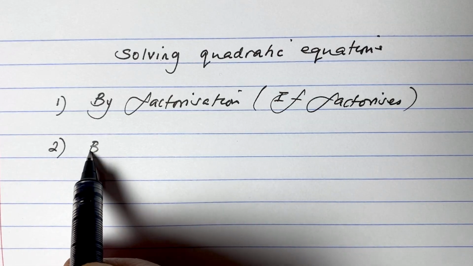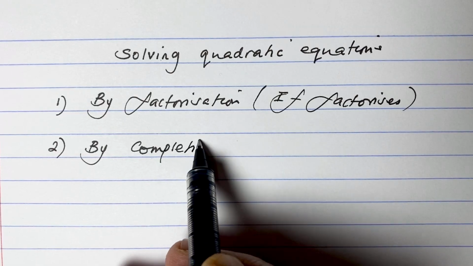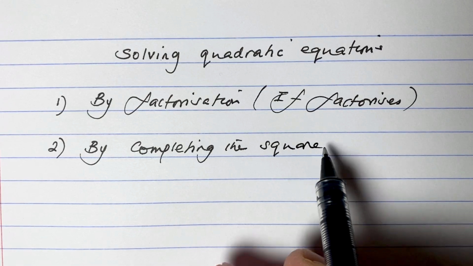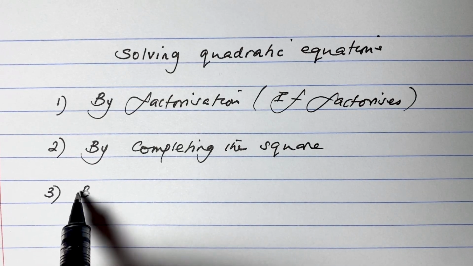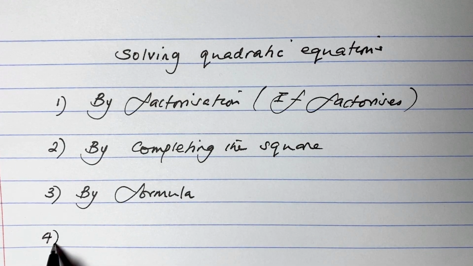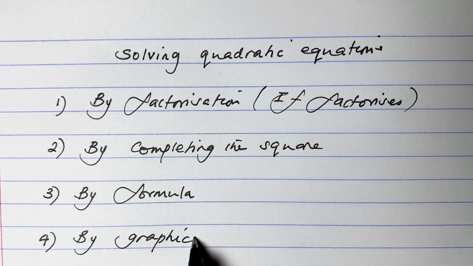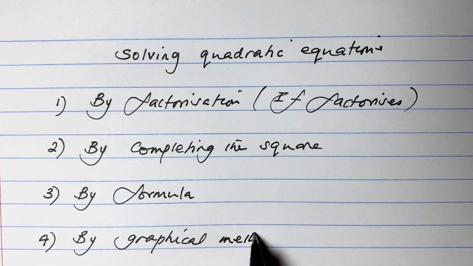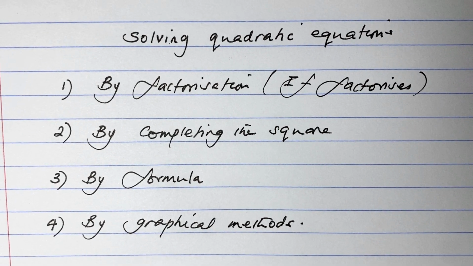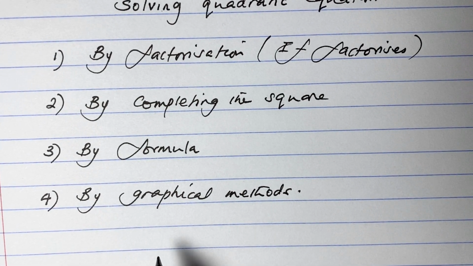Two, by completing the square. Three, by formula. And finally, by graphical methods. In this lesson, I'll be talking about solving by factorization. So all the questions that I'll give you are factorizable.